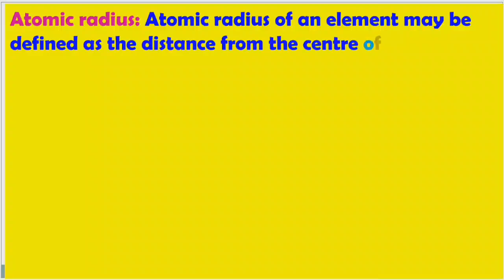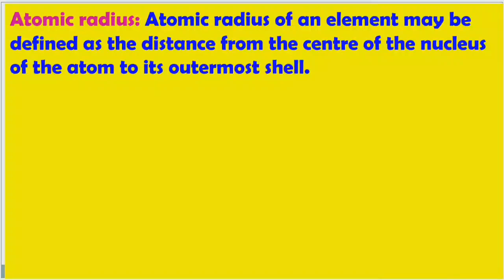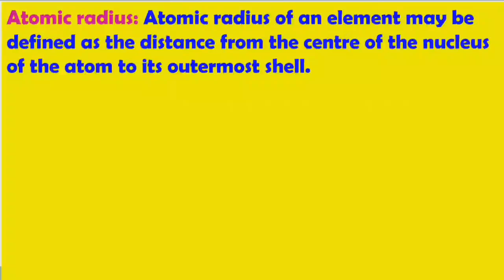Atomic radius. The atomic radius of an element may be defined as the distance from the center of the nucleus of an atom to its outermost shell. Already we know every atom has a nucleus and different shells. The distance between the center of the nucleus to the outermost shell is called the atomic radius.